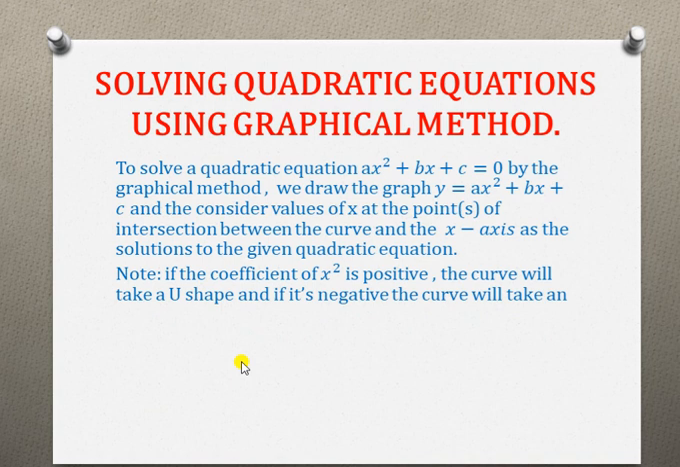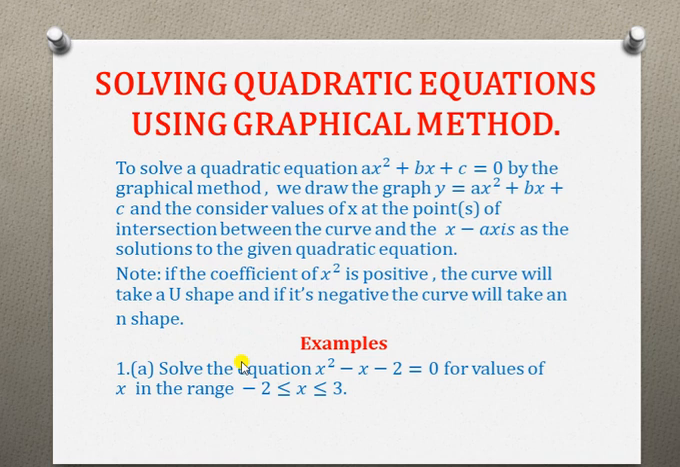Note, if the coefficient of x squared is positive, the curve will take a U shape, and if it is negative, the curve will take an N shape. Let's look at some simple examples on that.